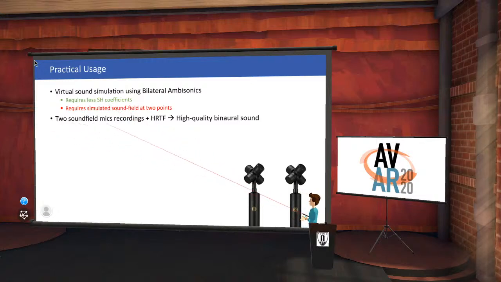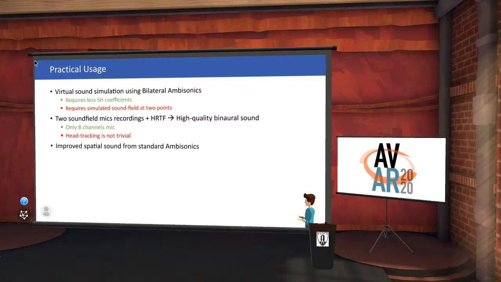We can also use it practically by using two sound field microphone recordings, as I said before, plus HRTF. We can get high quality binaural sound, as I showed, comparable to sixth order with standard reproduction, and this is done with only an 8-channel microphone. But for example, head tracking is not available using this method. Although here, we can use what was presented yesterday about applying head tracking to binaural signals directly. So there are solutions for this.